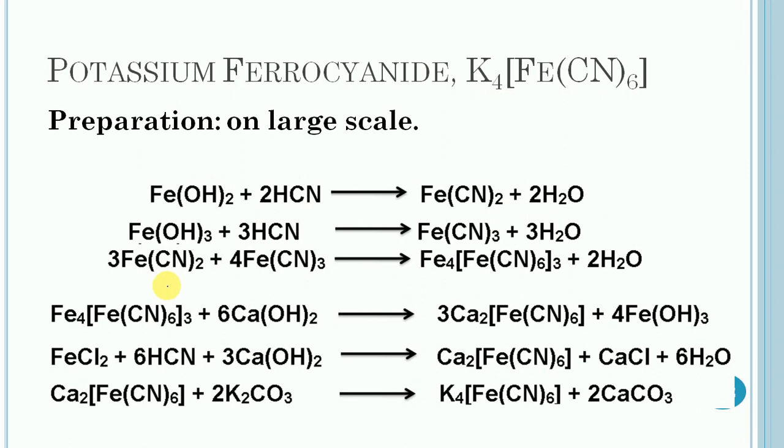The second method involves production on large scale. In this case, potassium ferrocyanide is obtained during the purification of coal gas, which contains 0.3% hydrogen cyanide as impurity. This hydrogen cyanide is passed over hydrated iron oxide, which is a mixture of iron dioxide and iron trioxide.